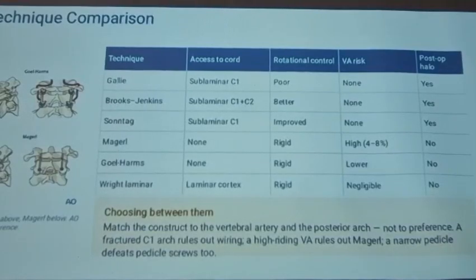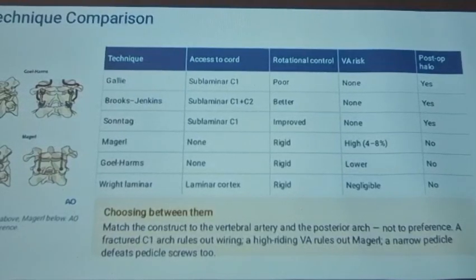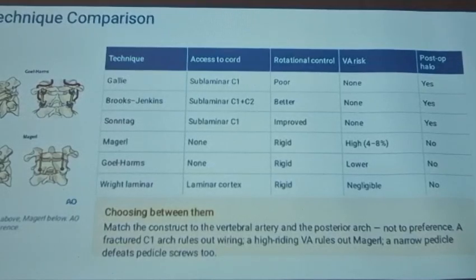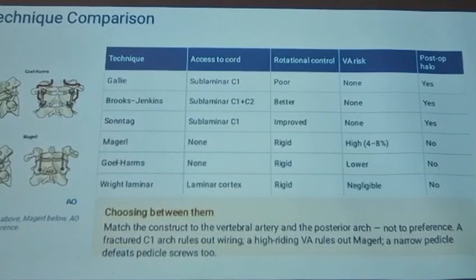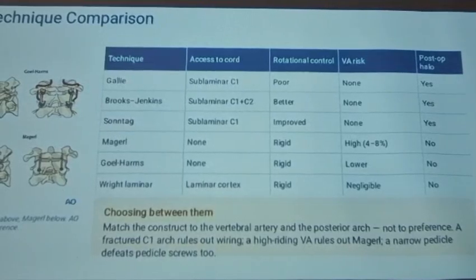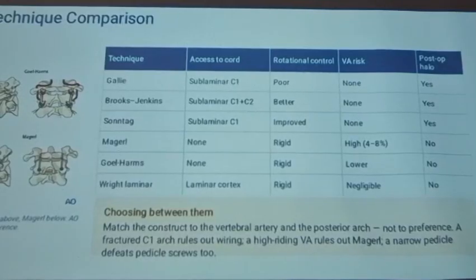In the wire technique, usually post-op external immobilization with a halo vest or rigid collar is required, but in the screw technique, no post-op external immobilization is required because we have achieved maximum stabilization with screws and rods. Usually the rotational control is better or improved in some wiring techniques, but rotational control is very rigid in screw techniques.